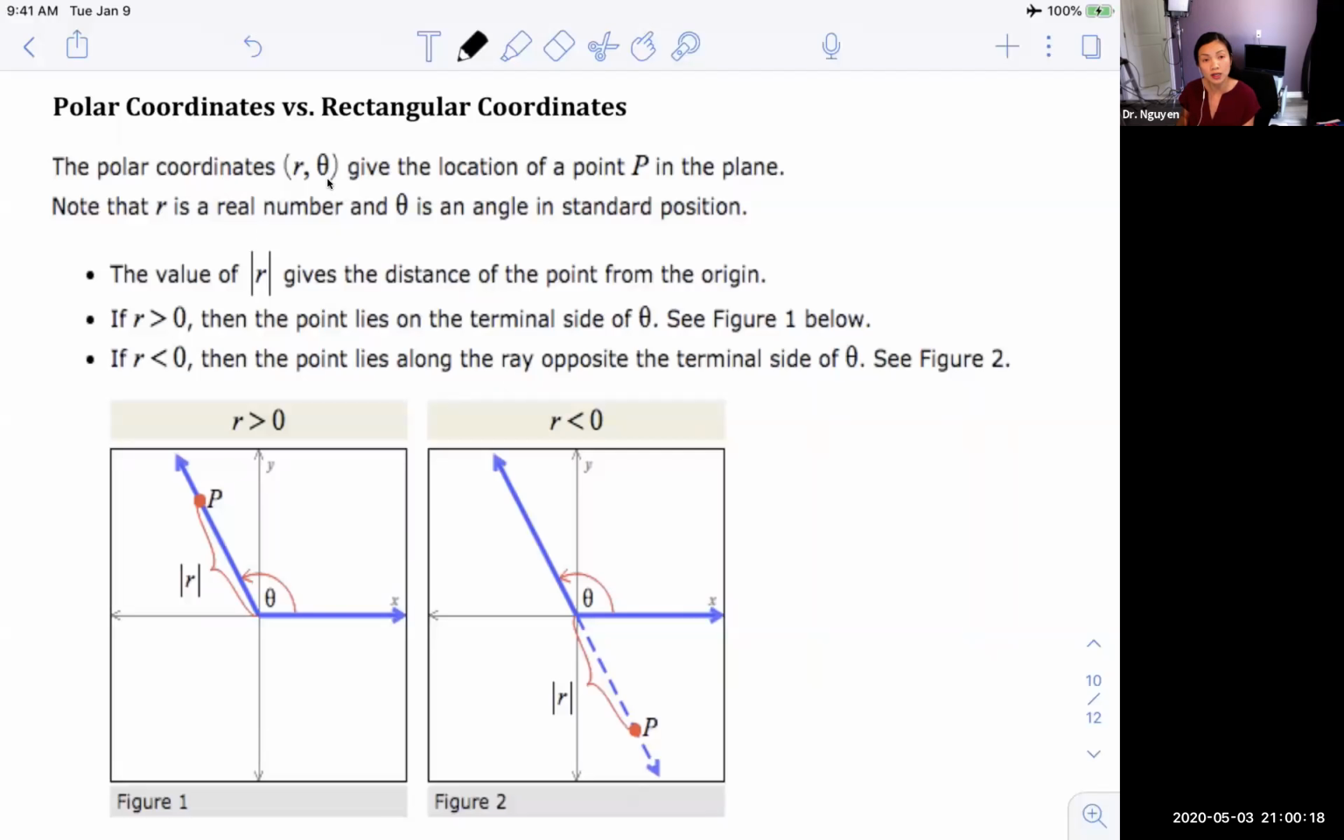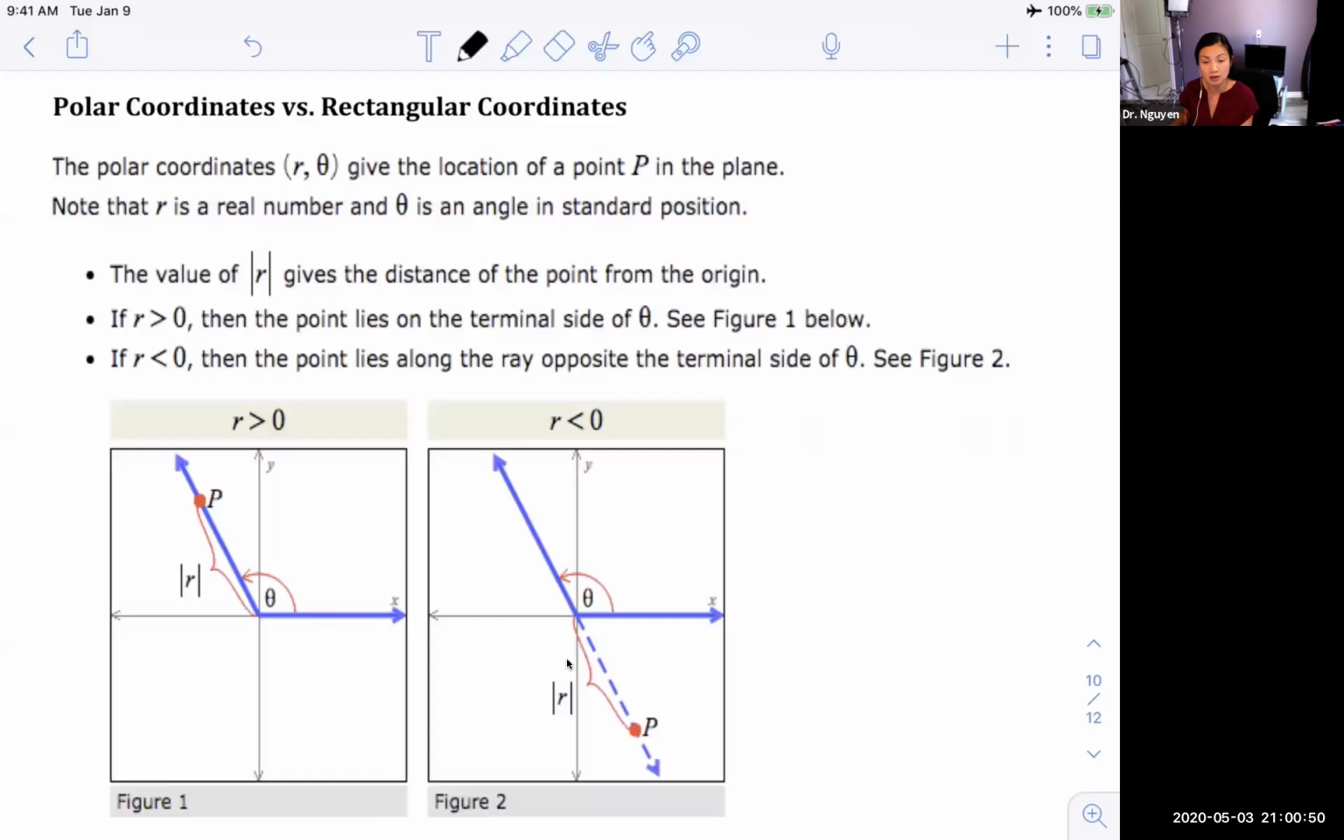So the polar coordinates are r and theta, which give the location of a point P in the plane. Note that r is a real number and theta is an angle in standard position. The value of r gives the distance of the point from the origin. If r is positive, then the point lies on the terminal side of theta. If r is negative, the point lies along the ray opposite of the terminal side.